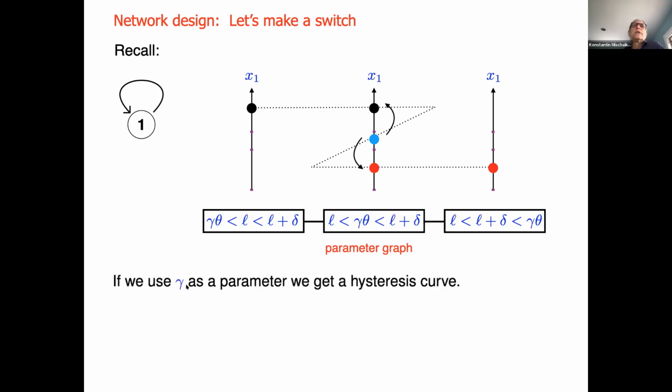And if I now use gamma as a parameter, then you're engineers, not me. So this looks like a really robust switch to me, right? And there's not going to be any chatter. You get a very nice hysteresis curve here. All right, so this is a very simple combinatorial way to go and look for switches. So let's do that for this model.